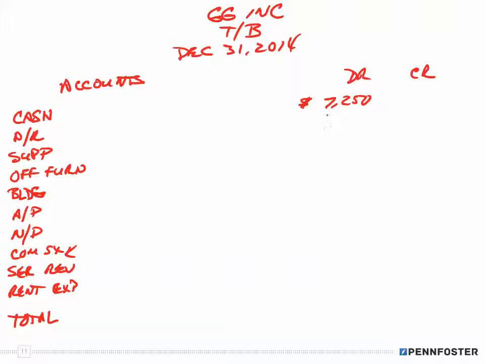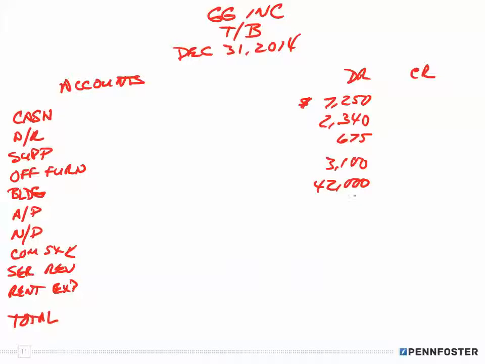For my accounts receivable, I had $2,340. For supplies, I had $675. For office furniture, I had $3,100. And for building, I have $42,000.